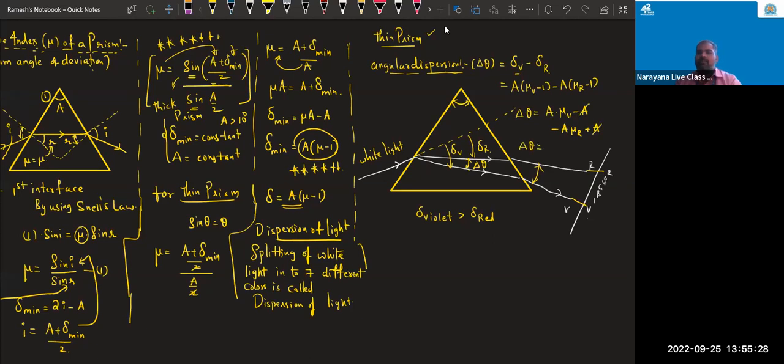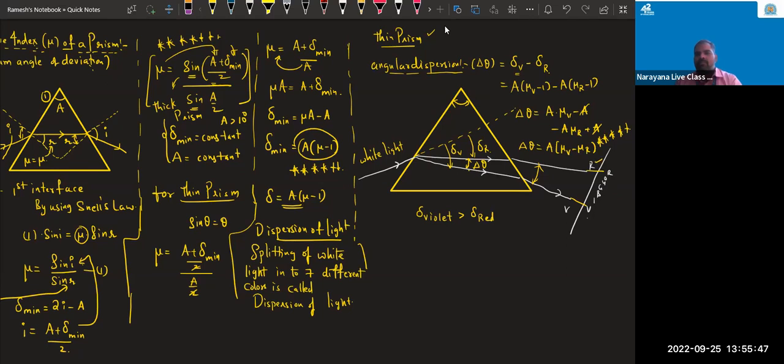So what does the angular dispersion tell me? A, if you take it outside, how much? Mu v minus mu r. It's a very, very important formula. Kindly remember it at your fingertips. Understood?